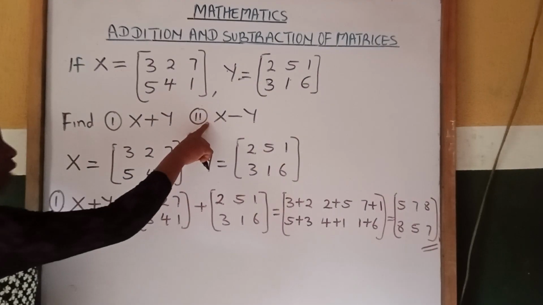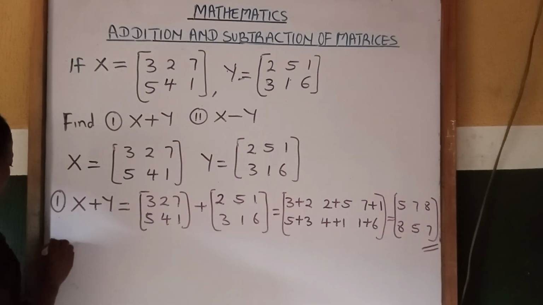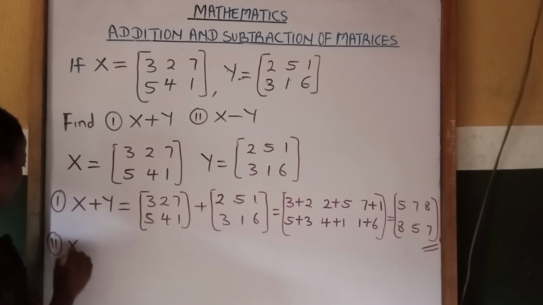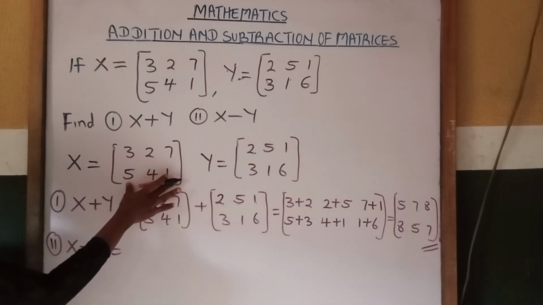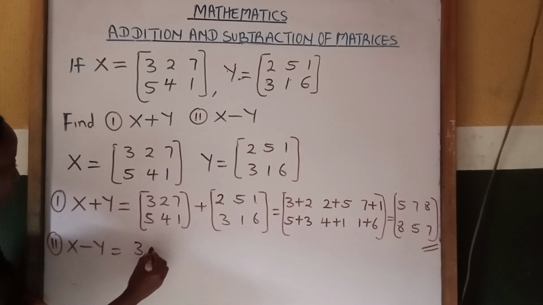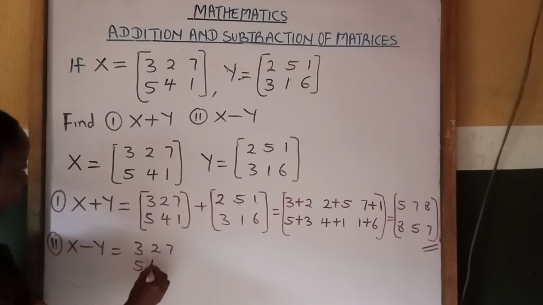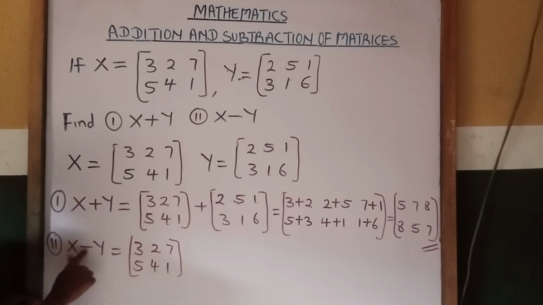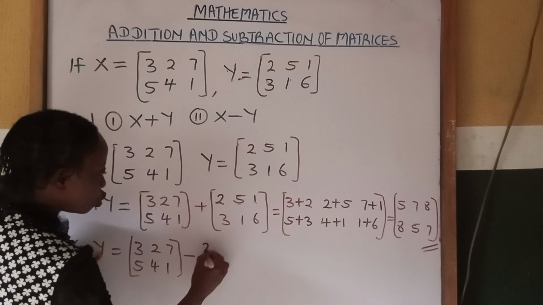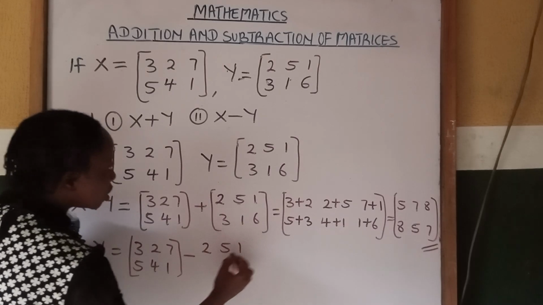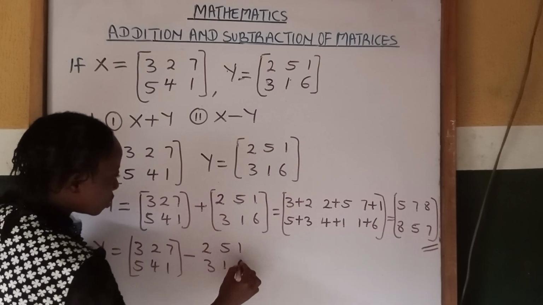Let's do the subtraction, Roman figure 2. X minus Y. The elements in X are 3, 2, 7, then 5, 4, 1, then minus the elements in matrix Y, that is 2, 5, 1, then 3, 1, 6.